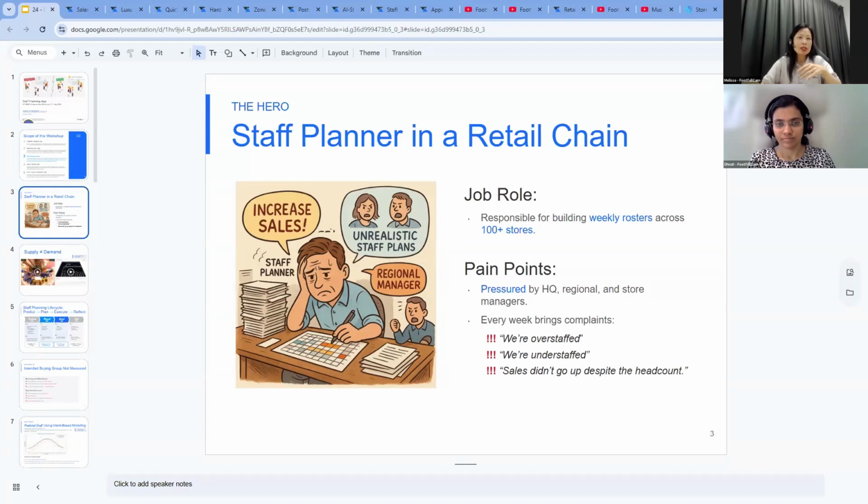It's not just about ticking boxes or just filling the time slot by this member of staff. The real challenge is, what do you benchmark against? What is the right number of staff?